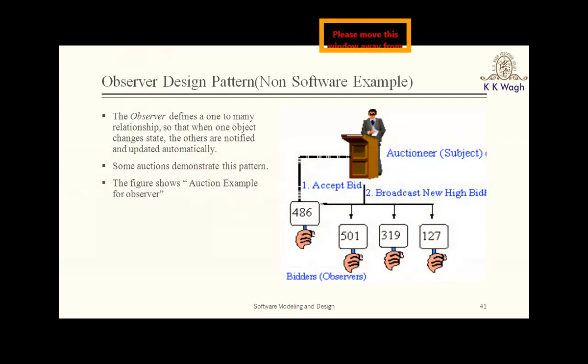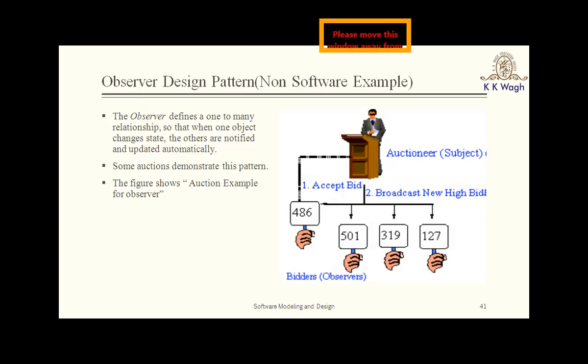Now see, the observer defines a one-to-many relationship so that when one object changes state, the others are notified and updated automatically. Okay, some auctions demonstrate this pattern. Now see, each bidder possesses a numbered paddle that is used to indicate a bid.